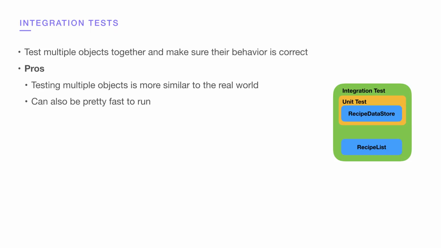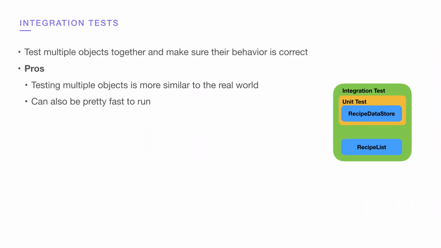Now we're going to go ahead and jump right in to integration tests. So unlike unit tests, integration tests test multiple objects together and make sure that their behavior is correct. There are a few pros to these types of tests. Since you're testing multiple objects, they're more similar to the real world, but not really. Integration tests usually span a few objects. If you're testing up your app, you're testing hundreds, if not thousands of objects communicating with each other.